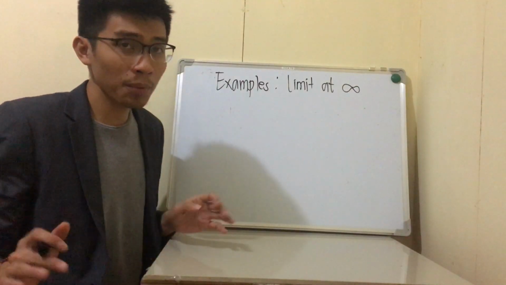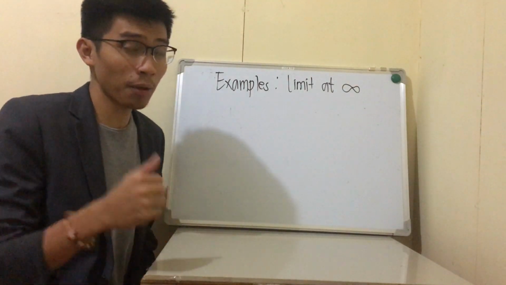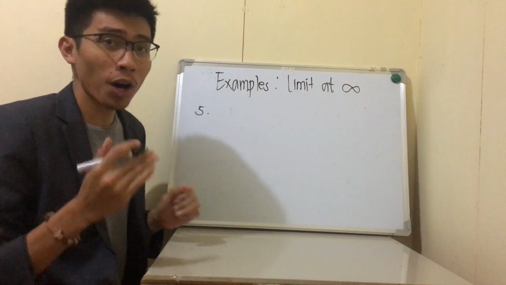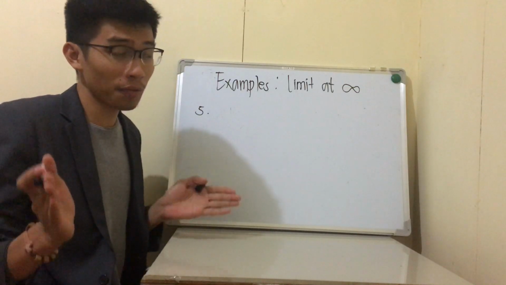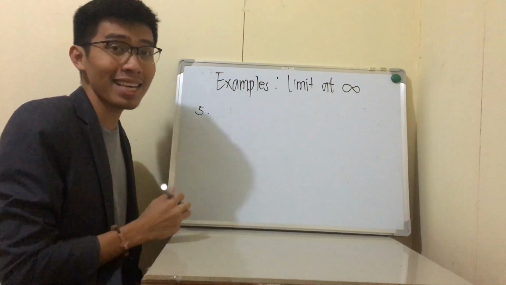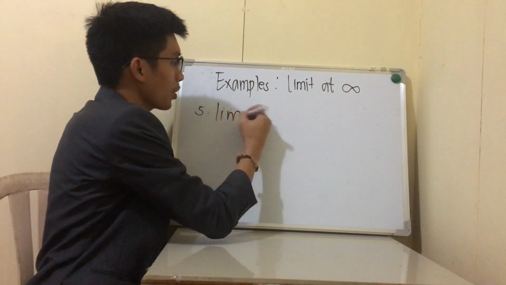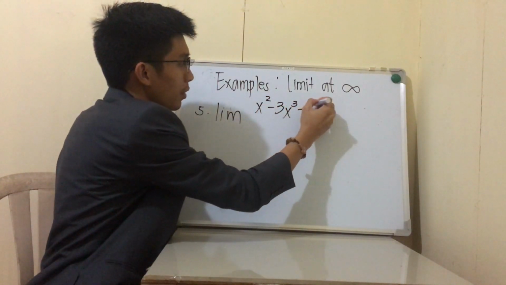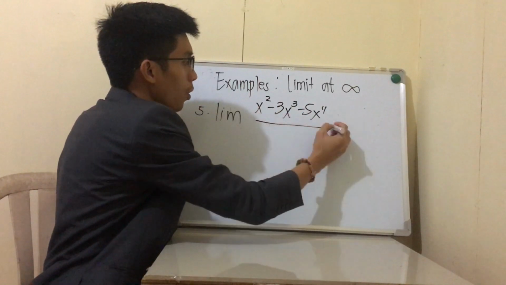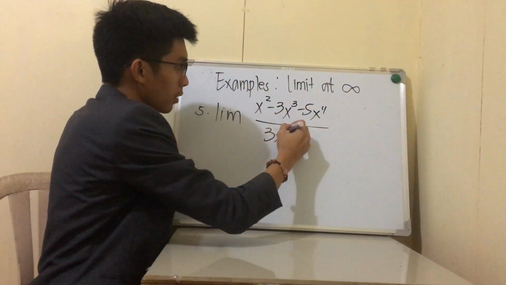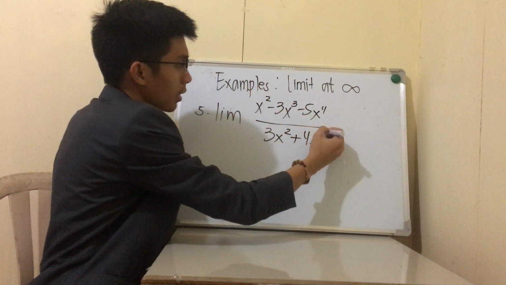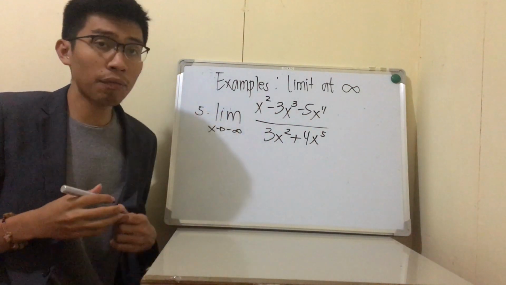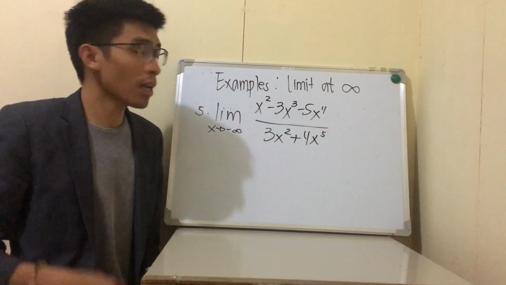Continue discussing the examples for limit at infinity. We are down to example number 5. What if the limit of the function looks like this? The limit of (x squared minus 3x cubed minus 5x to the 4th) over (3x squared plus 4x to the 5th) as x approaches negative infinity. What is the limit of this function?